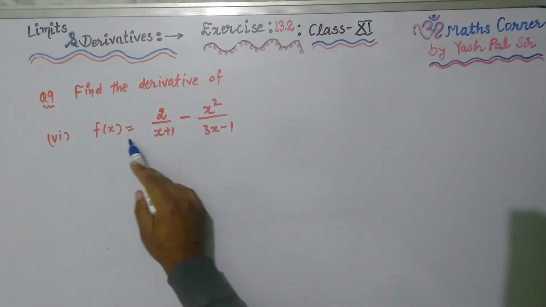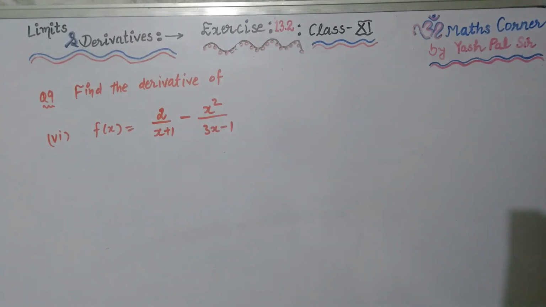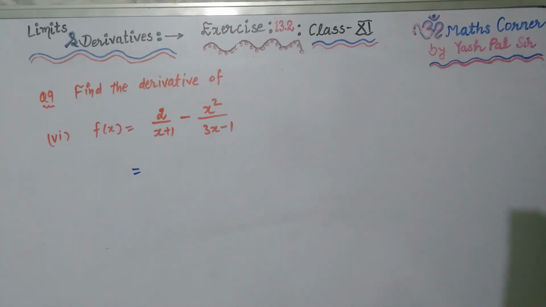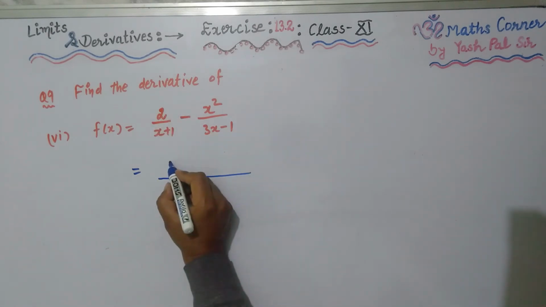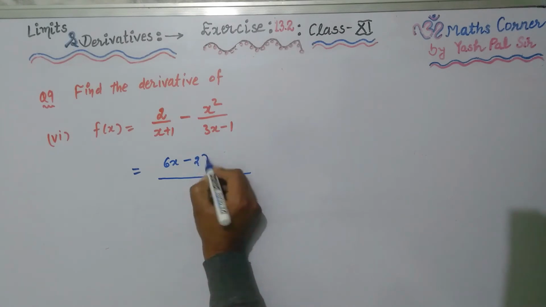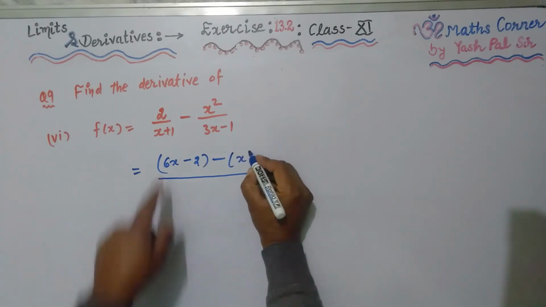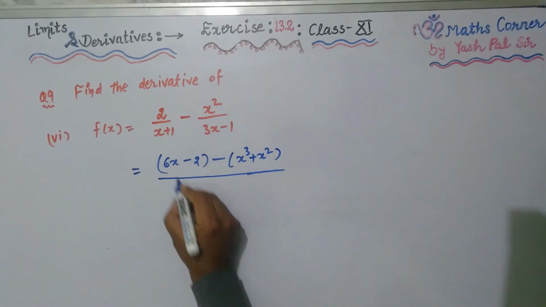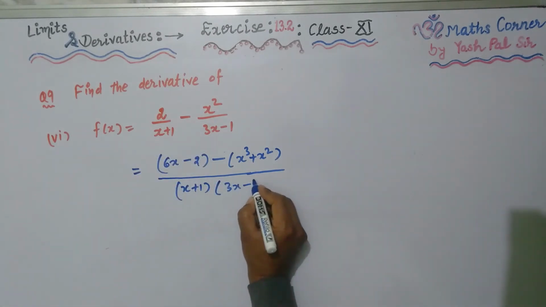Find the derivative of f of x is equal to 2 upon x plus 1 minus x square upon 3x minus 1. So first of all, simplifying this function, that is taking the LCM. Okay, so LCM: 2 into 3x minus 1 is 6x minus 2. Next, minus sign is here. X square into x plus 1 becomes x raised to power 3 plus x square. And in the denominator, we have x plus 1 into 3x minus 1.